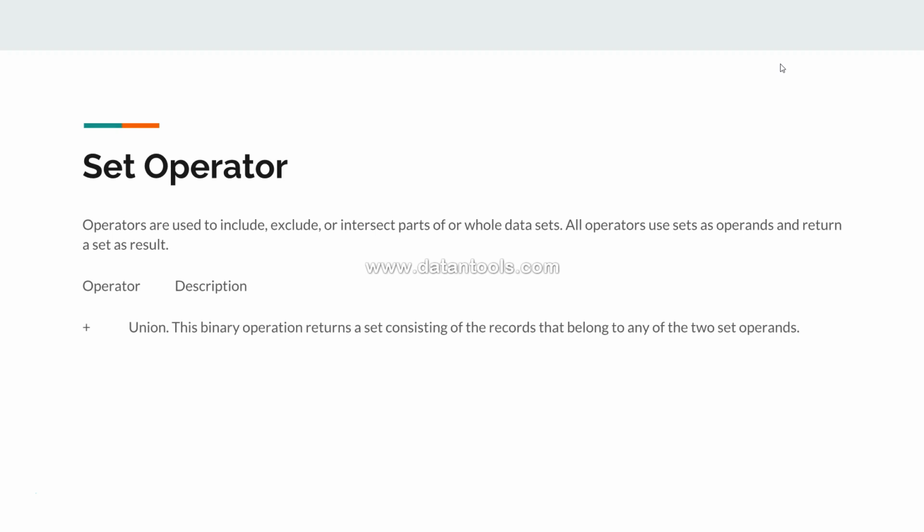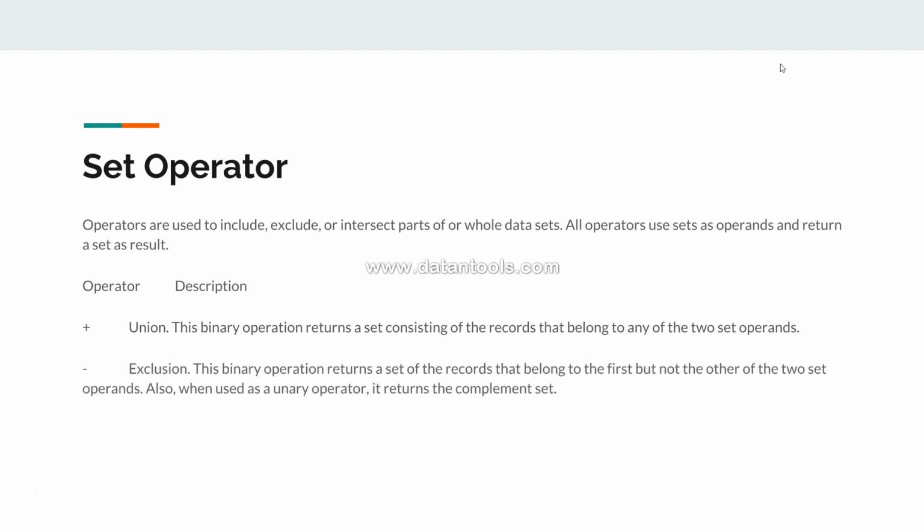So first is the union, and as you would see, it will combine the results of two different expressions that are part of it. Then you have exclusion, as it is pretty straightforward. It will exclude from the one getting excluded. So in definition, this binary operation returns a set of records that belongs to the first but not the other of the two set operands. The important part is it returns the complement set.